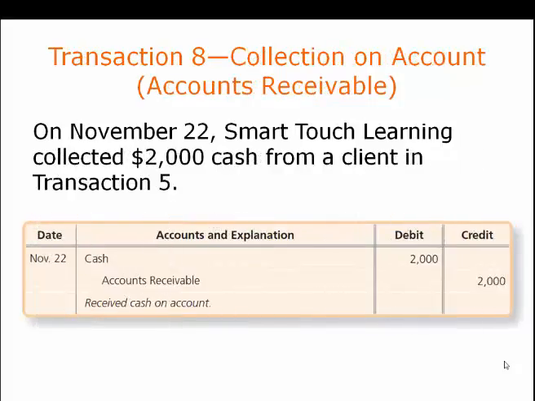Transaction 8, they collected money on account. When they collect money on account, what that means is they expect to receive less. So take your heating and air conditioning guy, when you wrote him a check, what he's going to do is say, oh, now I don't expect to get this money from Rankin anymore. I have less that I expect to receive, but I've converted that into cash. So I've increased one asset called cash and decreased another asset called accounts receivable.